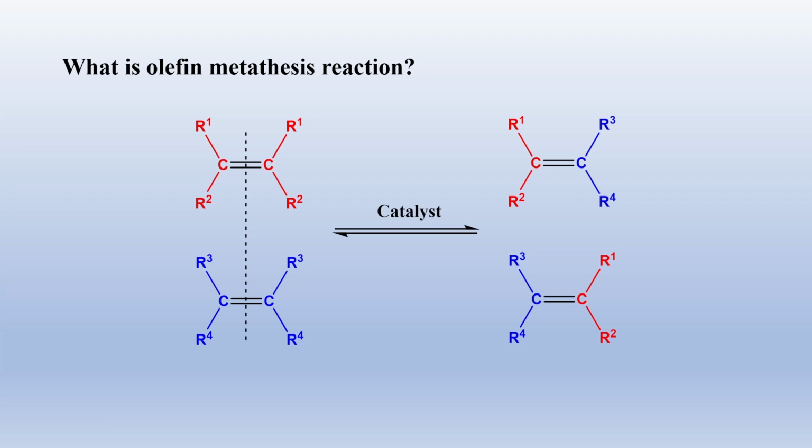So what is the olefin metathesis reaction? The metathesis reaction of olefins refers to the chemical process in which two parts connected by double bonds in two substrate olefins are exchanged under the action of metal catalysis to form two new olefins. As shown in the figure, the R1 and R2 groups of one olefin are exchanged with the R3 and R4 groups of the other olefin.